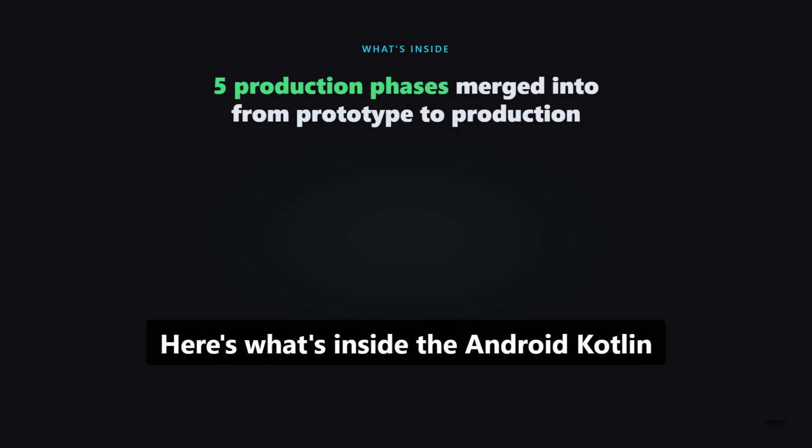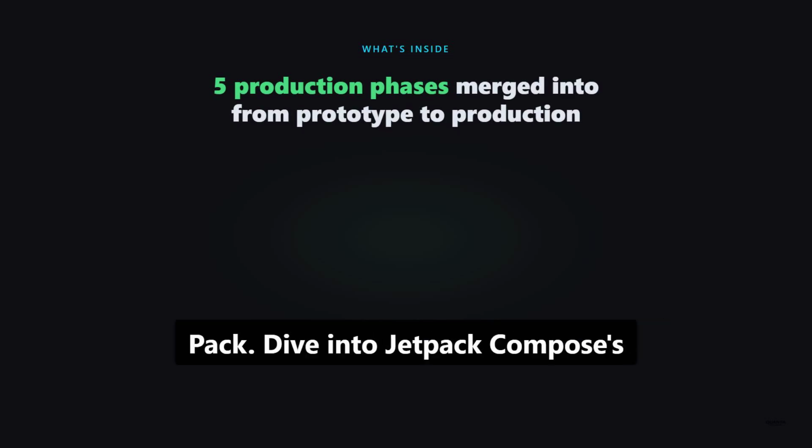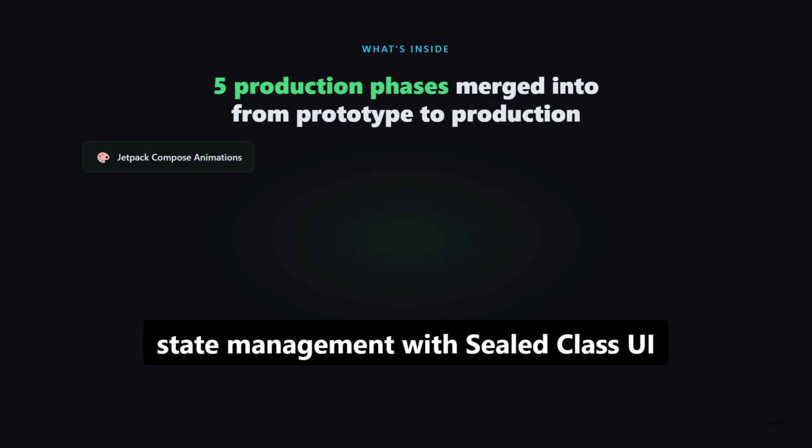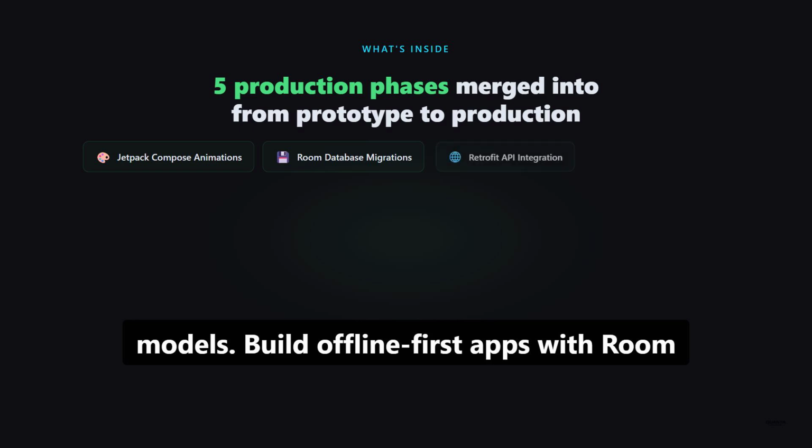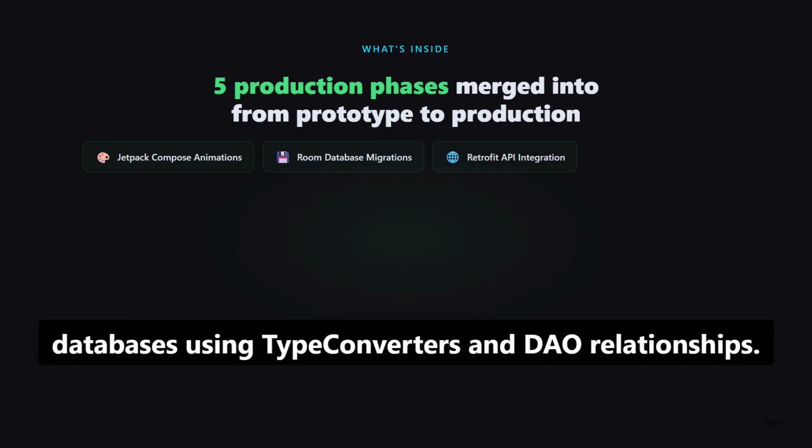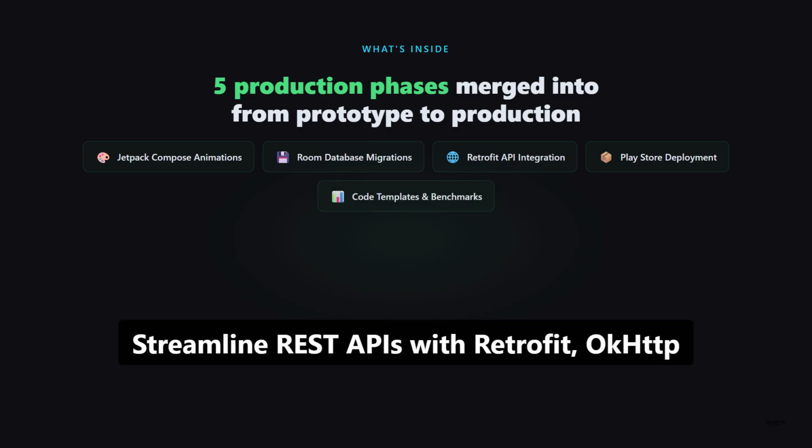Here's what's inside the Android-Kotlin-Pack. Dive into Jetpack Compose's state management with sealed class UI models. Build offline-first apps with Room databases using type converters and DAO relationships.